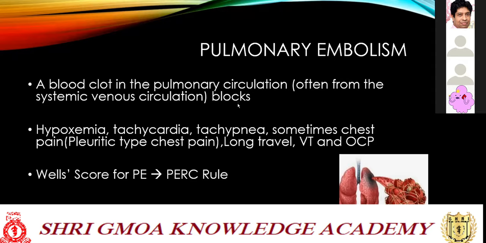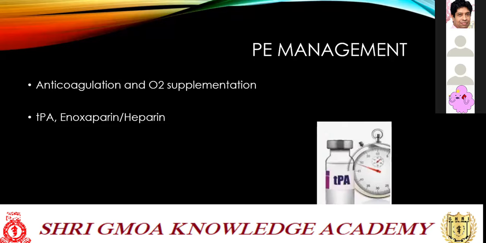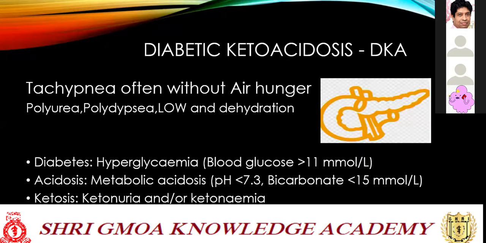So how do you diagnose this patient? Clinically, you can go through scoring systems. First one is the Wells score, and then the PERC rule. So you can exclude with this scoring system. And then you can go for other baseline investigations like D-dimers and CTPA. Treatment-wise, you can start oxygen and anticoagulation like enoxaparin, and then you can start TPA for thrombolysis.